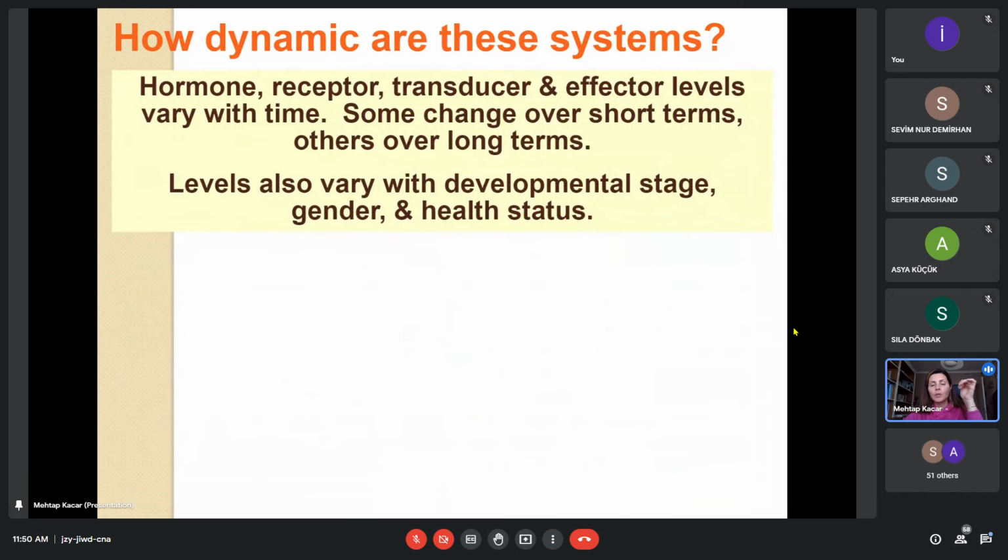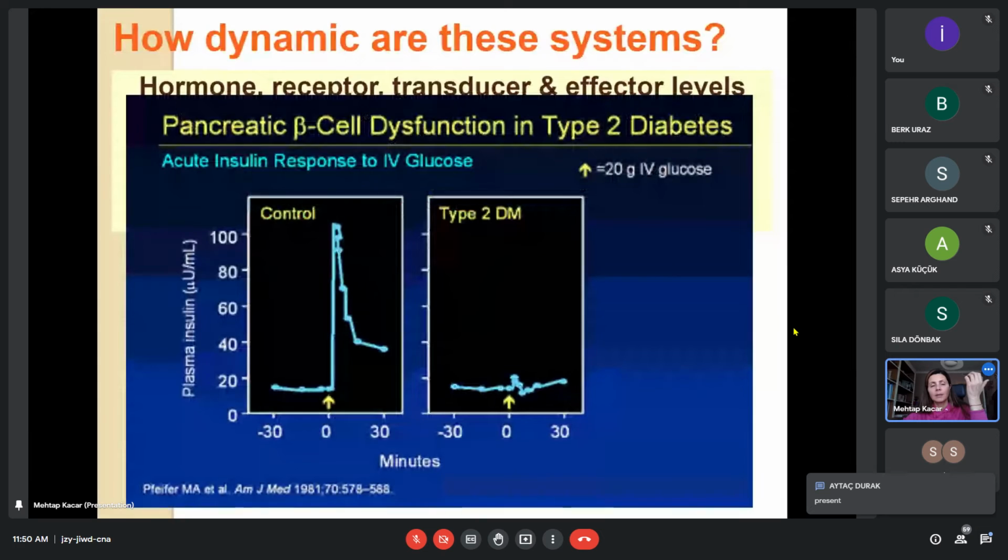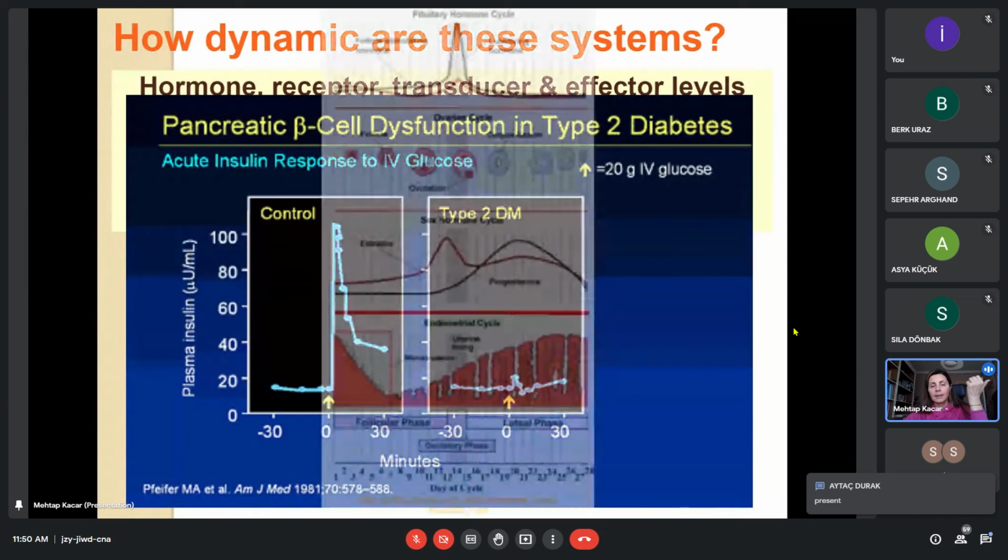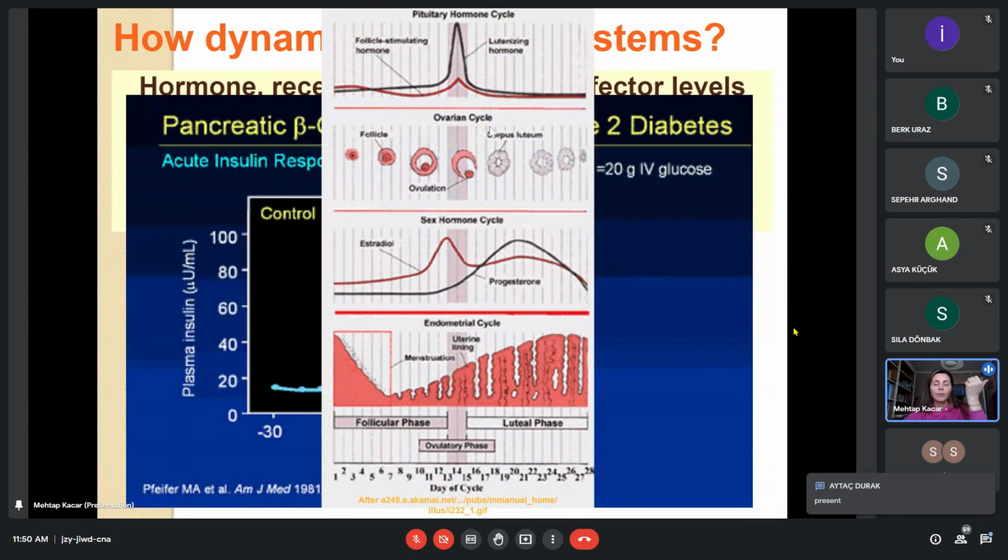Hormone receptor, transducer and effector levels vary with time because it is a dynamic system. Some change over short terms, others over long terms. Levels also vary with the developmental stage, gender, health status, or daily time, something like that. We will discuss all of them. For example, the pituitary hormone cycle, you can see here, an ovarian cycle and sex hormone cycle, endometrium cycle. These hormonal changes occur within 1 month in a female, and you can see here hormonal levels always change.